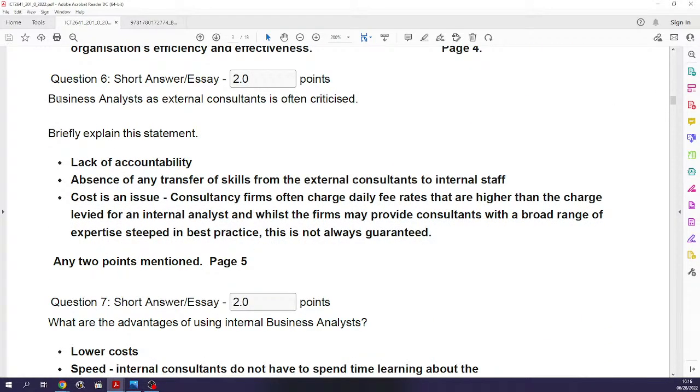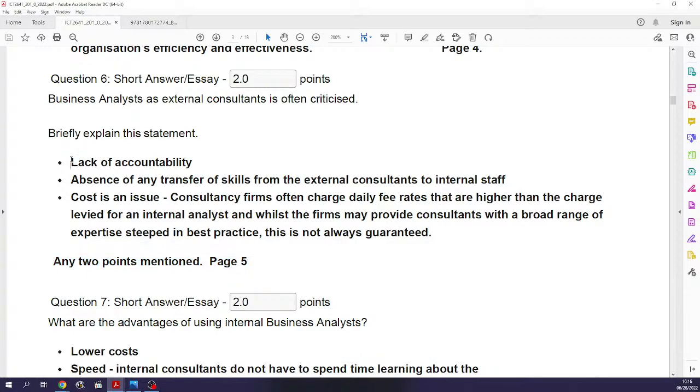Business analysts as external consultants is often criticized, and explain why this is the case, right? So, fast forwarding, you need to understand which part of the textbook they're talking about, and then look at the mark allocation to understand how much detail you would need to give. See, any 2 points mentioned, they put it right here. Page 5 of chapter 6.